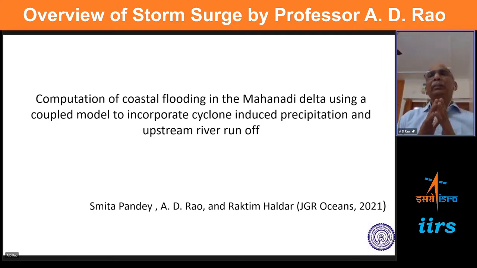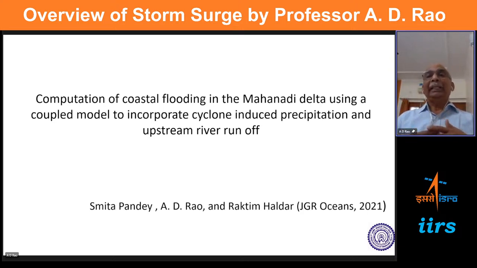Another important factor is if a cyclone lands in the Mahanadi Basin or any river system. I am talking about Hooghly Basin, Krishna or Godavari, anywhere. There you need a different kind of model. You can't use the same model, because it's a river system. You need to know the hydrological part of the system also.